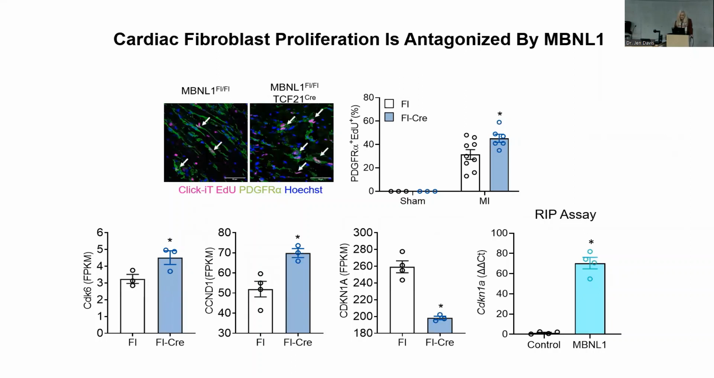And so the data from this experiment is shown for you here. And what you can see is we saw a significant increase in the number of fibroblasts that were positive for a cell cycle marker. And so this suggests that indeed these fibroblasts are more proliferative.